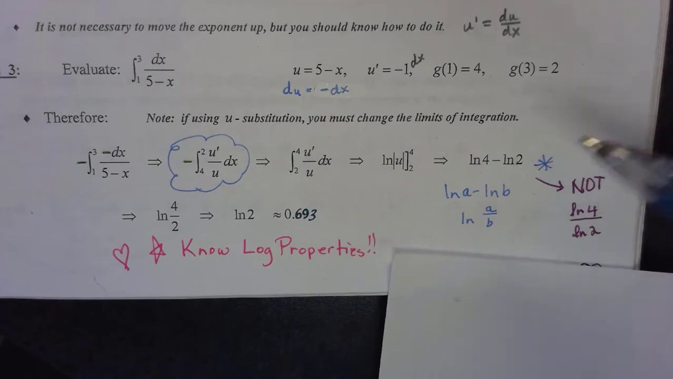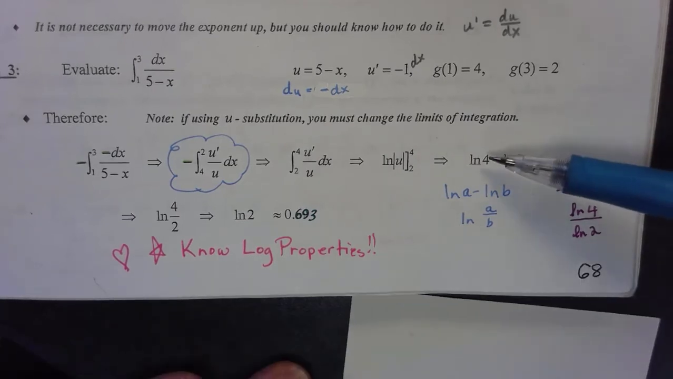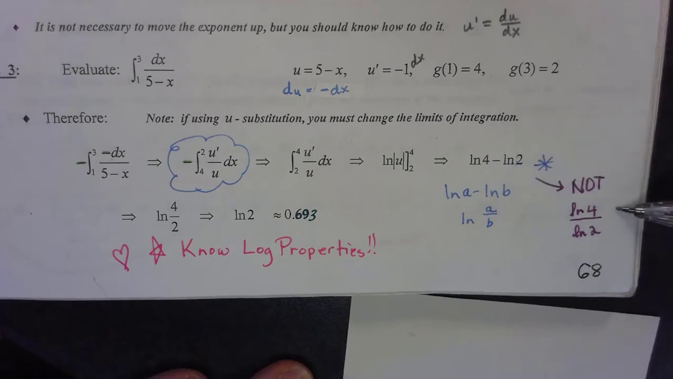Let me remind you, you need to know your log properties. And one other thing, let us remember, ln 4 minus ln 2 is not ln of 4 minus 2. That is a kill me now on the test, okay?